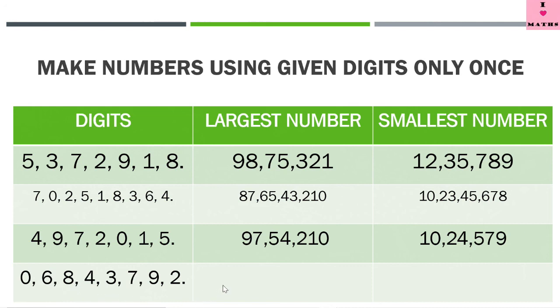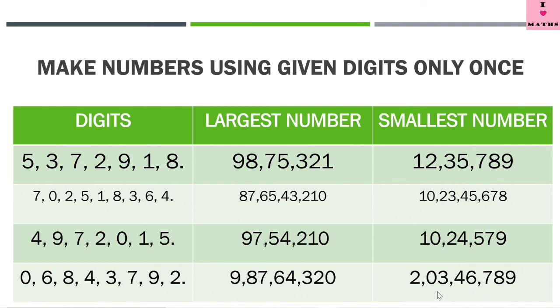Okay, let us see the number. 9 crore 87 lakh 64,320 is the largest number formed with this set of digits. And 2 crore 3 lakh 46,789 is the number formed by this set of digits, and this is the smallest number.